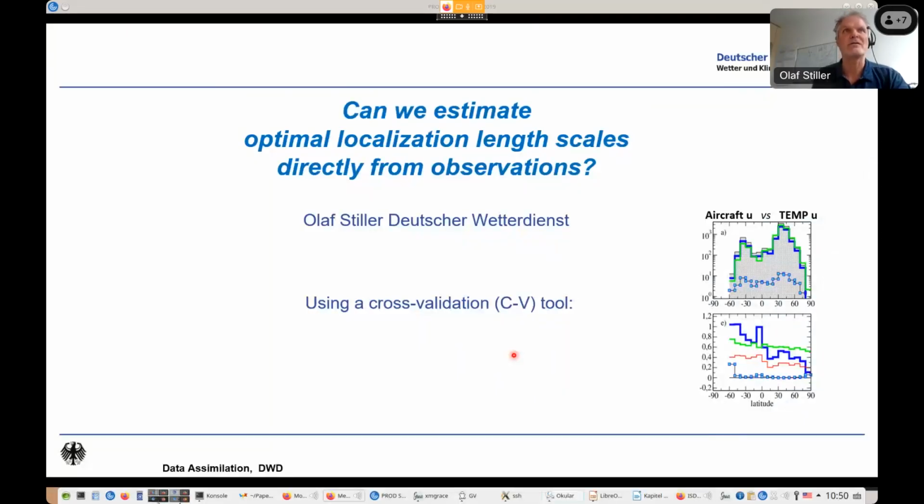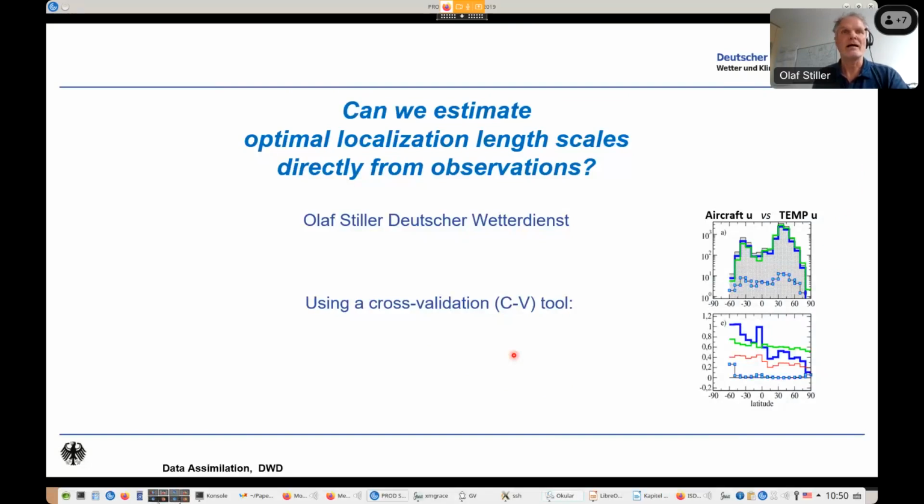We heard particularly in the first talk a lot about diagnostics for error covariances, and I'm now coming back to the background error covariances: how to estimate part of it directly from observations and how to use that for localization. It's based on the cross-validation tool, which Krishna has shown us some very nice results with.